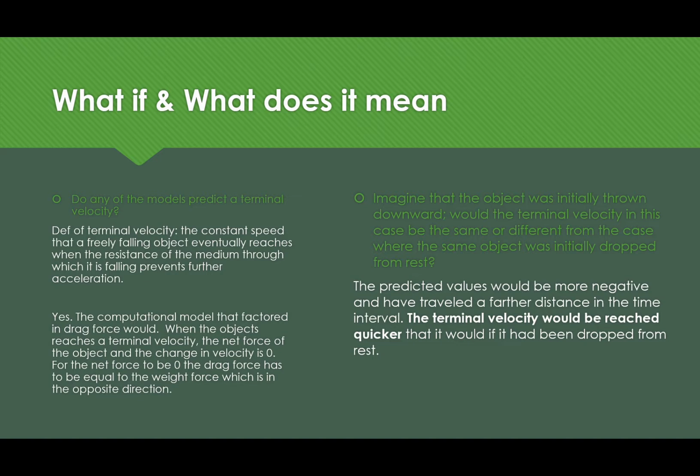And then secondly, imagining the object was thrown downward. If you took the golf club and you just swung it downward, would the terminal velocity in this case be the same or different? They would be a lot more negative in a further distance in the time interval, because the terminal velocity will be reached a lot quicker. Again, these results are a lot like Lab 2, and so I decided to use the "what if" and "what does it mean" to just show the comparison and how they're very much alike.